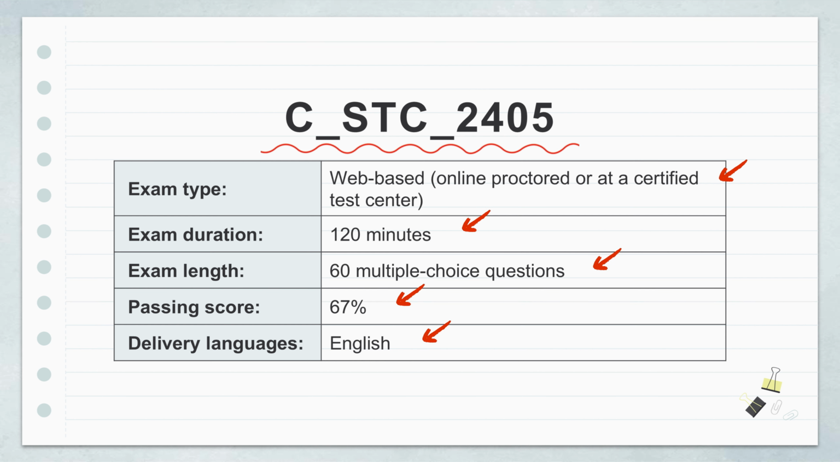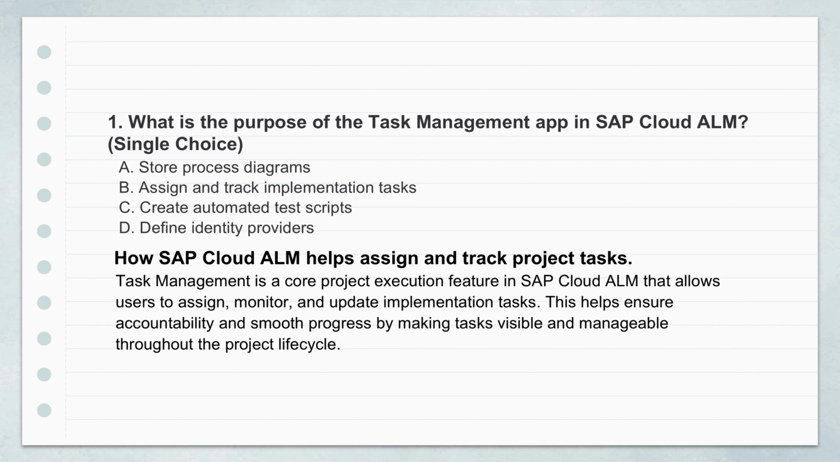First area highlighted by these questions, the task management app. One question asks straight up, what's its core purpose? What's SAP getting at here? Well, the main point, based on the source material, is that the task management app is for assigning and tracking implementation tasks. Simple as that, really. Assigning and tracking tasks. Yeah.